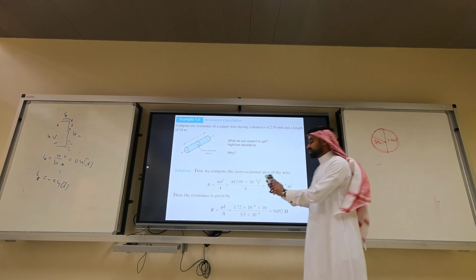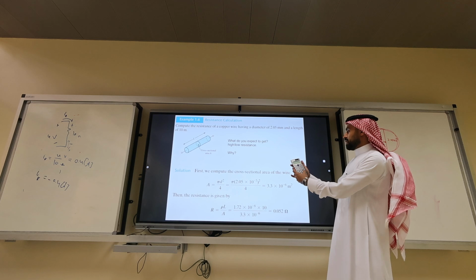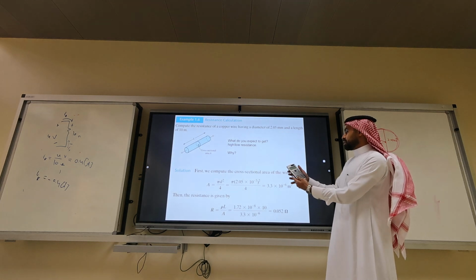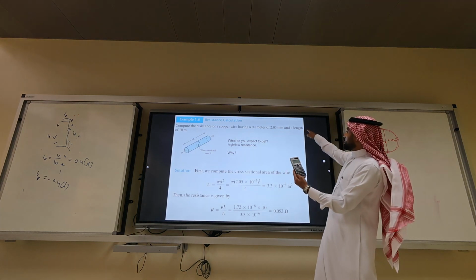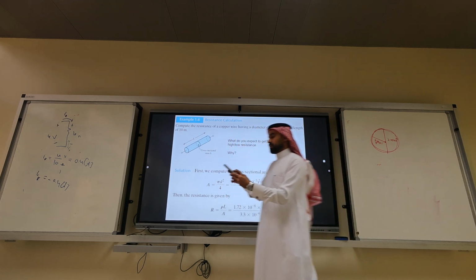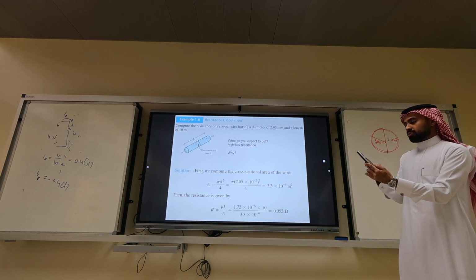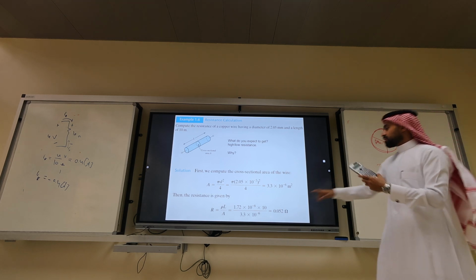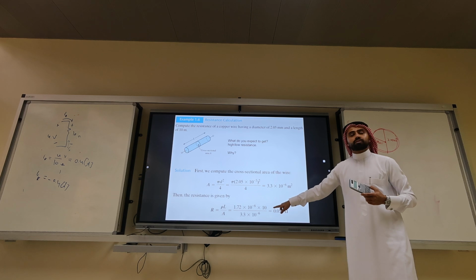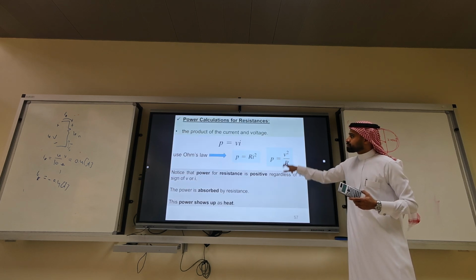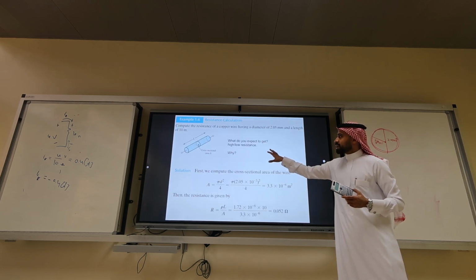Then we have the resistivity. 1.72 E minus 8 times L, 10. Length of 10 meter. Divide by the area, which is the answer. So you will get the final answer to be 0.052. Try to solve examples like that, okay?